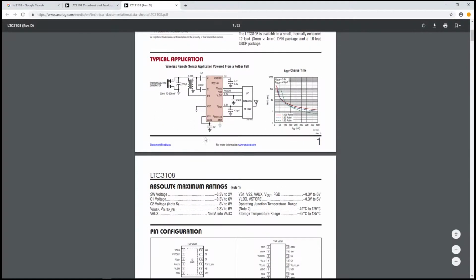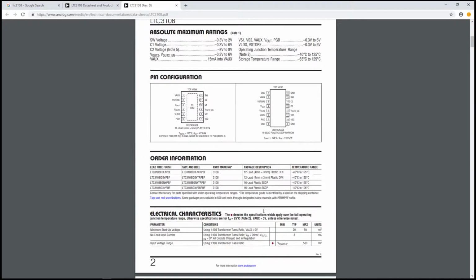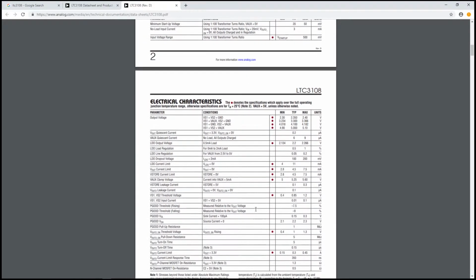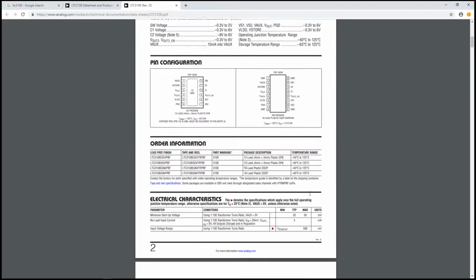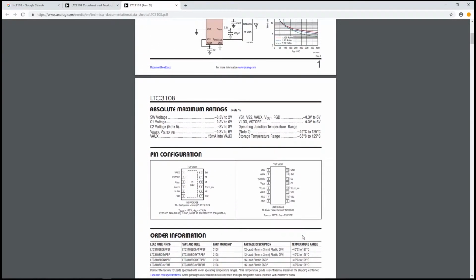Okay, skip the circuit diagram for a second. Absolute maximum ratings, that's important. Is there an absolute maximum table? Yeah, this thing. Okay, so there's our chip.